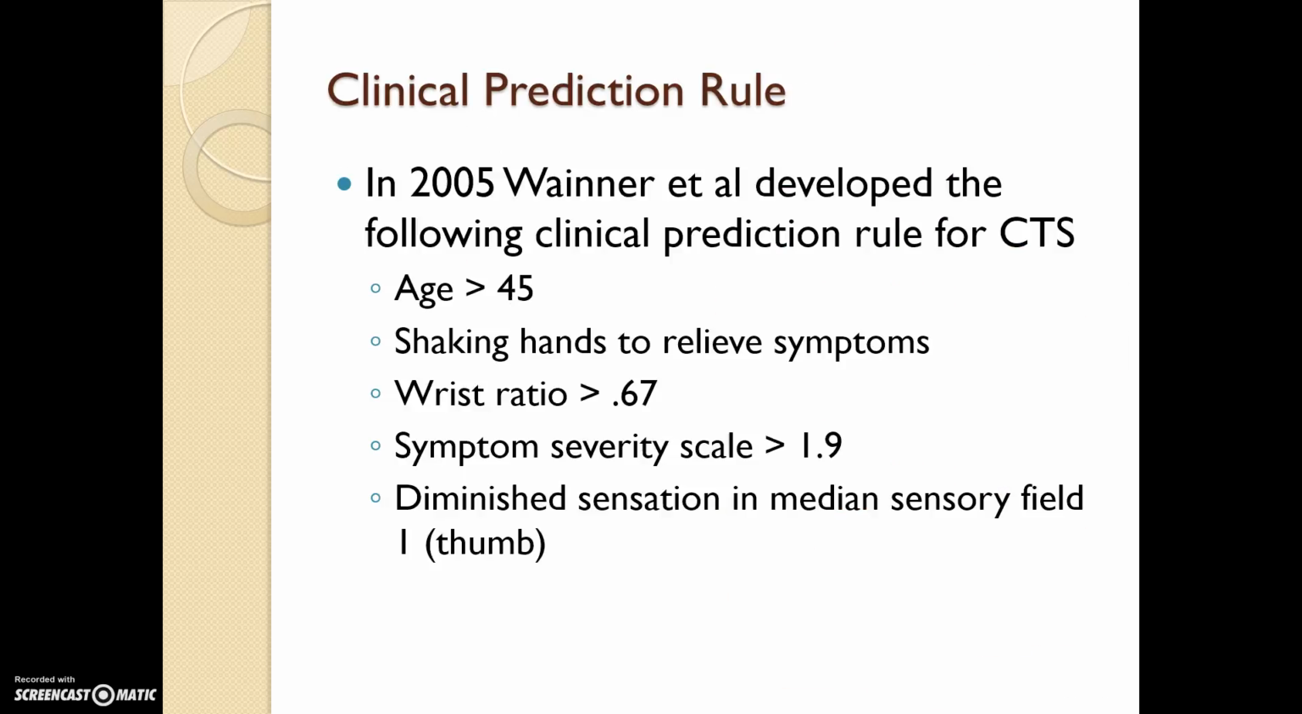In 2005, Weiner et al. developed the following clinical prediction rule for carpal tunnel syndrome. Criteria include age greater than 45, shaking hands to relieve symptoms, wrist ratio greater than 0.67, symptom severity scale greater than 1.9, and diminished sensation in median sensory field 1, the thumb. When 4 out of 5 of the above are present, the positive likelihood ratio is 4.6. When 5 out of 5 of the above are present, the positive likelihood ratio increases to 18.3, which is statistically significant.